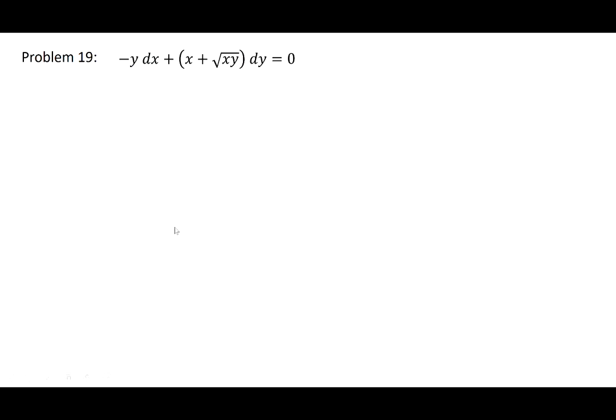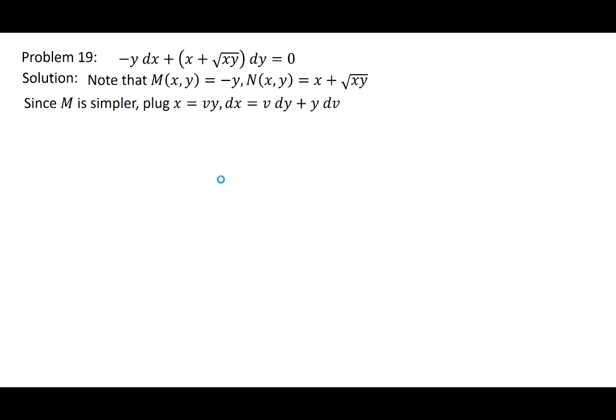Let's move on to this one. What is M of x,y? Be careful. M of x,y is negative y. N of x,y is x plus square root of xy. I think I left it for you guys to establish that this is in fact a homogeneous equation. Okay, I didn't do that part.